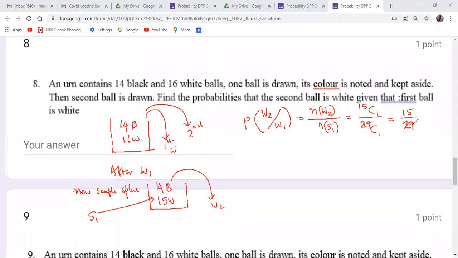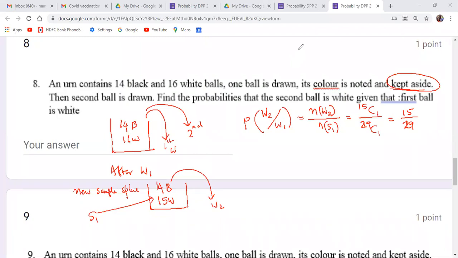But the ball is taken out and then it is kept inside. So there shouldn't be 29. What is it? Kept aside. Aside. So it is not kept inside. Correct. Then 29. Okay. So I think it's clear to everybody.